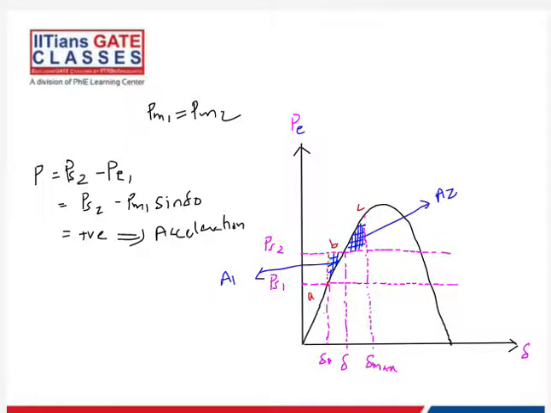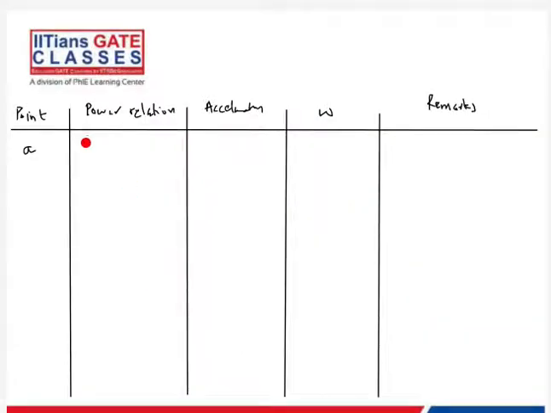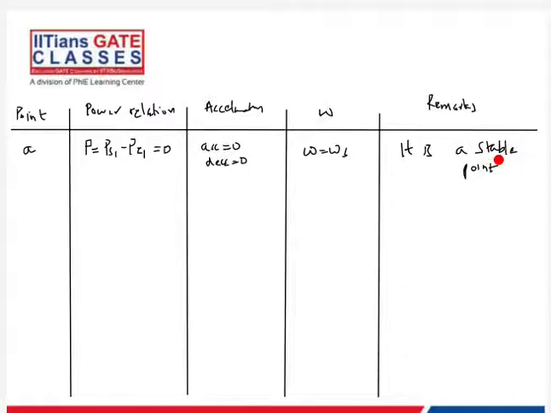The mechanical input changes. So at this point, P is equal to PS1 minus PE1, which is 0. At this point, the system is stable. It is neither acceleration nor deceleration, so acceleration is equal to 0. And the speed would be synchronous speed. So what kind of a point is it? It is a stable point. If you leave the system at this point, it will continue to be at this point without any change. Now what is going to happen?